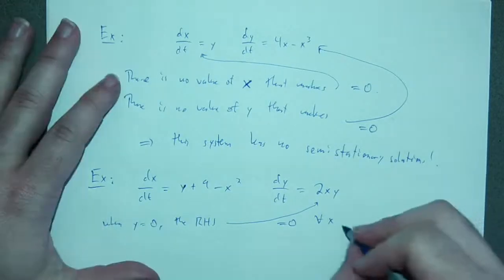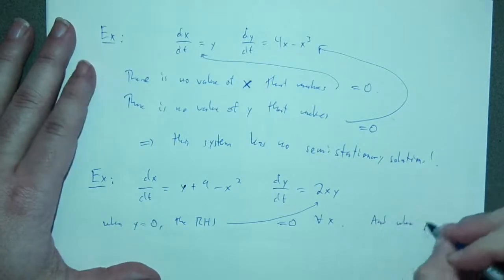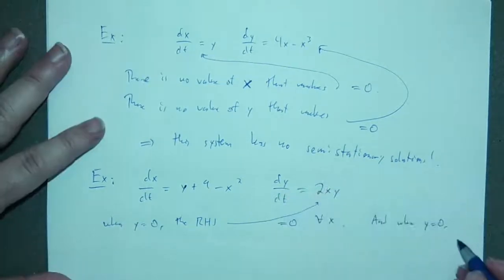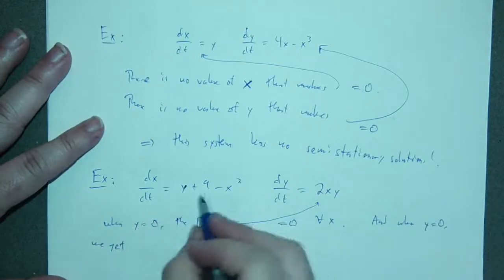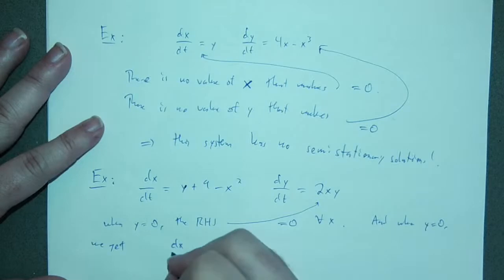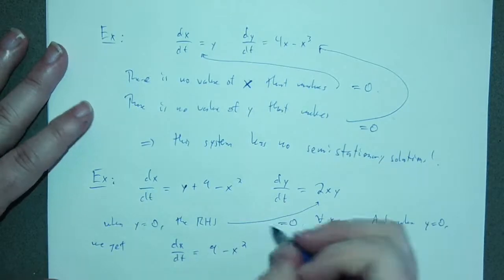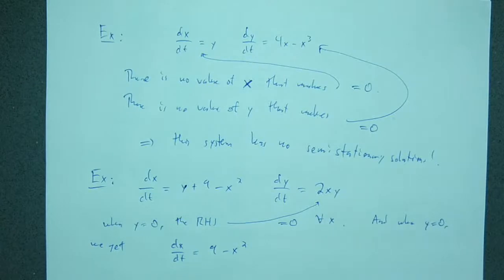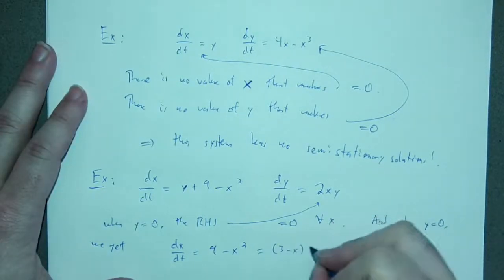When y equals 0, the right-hand side of the dx/dt equation becomes dx/dt is equal to 9 minus x squared, which I can factor as (3 minus x)(3 plus x).